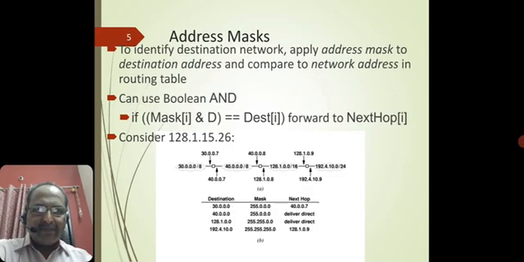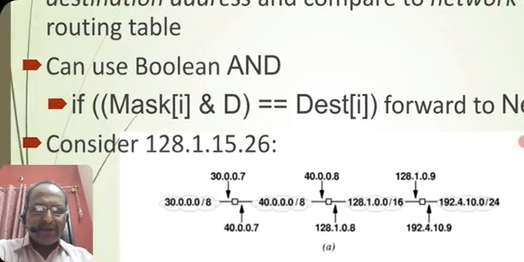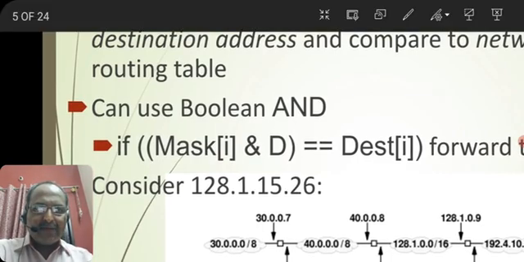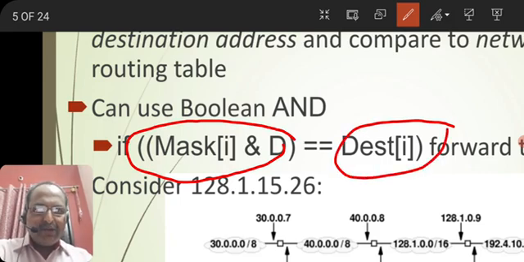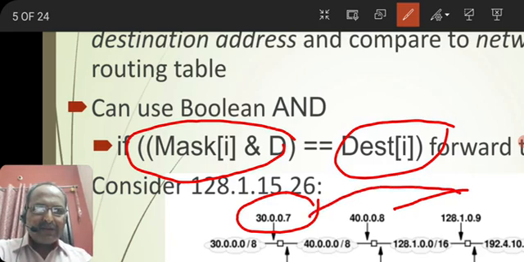See again, I just want to identify here. The simple way is we are using a control statement to check logically: if mask of i AND D in a destination entry structure is equal to the destination of R i, which has been mentioned in an address to be forwarded. Okay. Now, this is an important example. Consider 128.1.15.26 under the router. This means that this condition is verified, the address location is right, and then without any wait period, it is forwarded to the next hop.